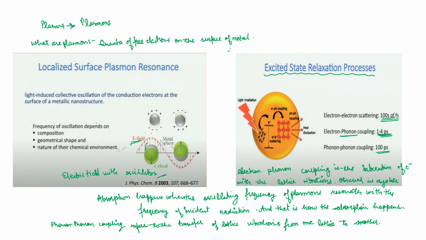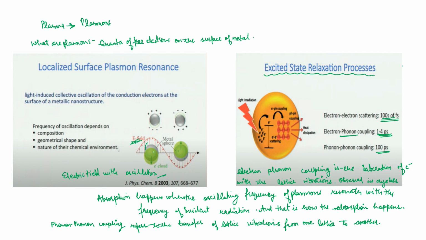This free electron cloud oscillates along the metal surface, in the positive and negative, or to-and-fro, directions. When this oscillates, it generates an electric field. When light is incident, the electric field component of the light and the electric field component of this plasmon resonate. This gives rise to the localized surface plasmon resonance, which we discussed.